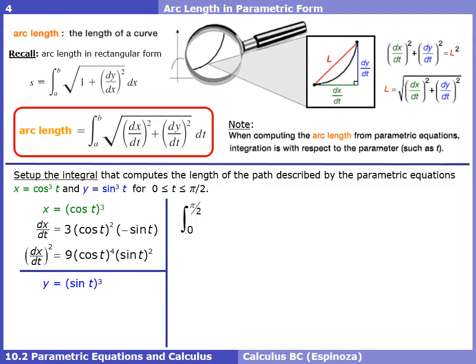Same process goes for the y component. We're going to rewrite that sine cubed as sine in parentheses to the third power, and then go ahead and apply the chain rule just like we did above. We'll bring the power down, leave that u alone, reduce the power by 1, and then multiply by u prime, and in this case the derivative of sine is cosine. Again, we want to square dx/dt and dy/dt. So when we square that, we'll end up with 9 sine to the 4th cosine squared.